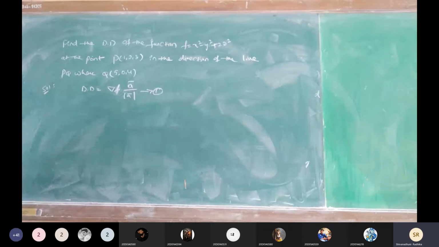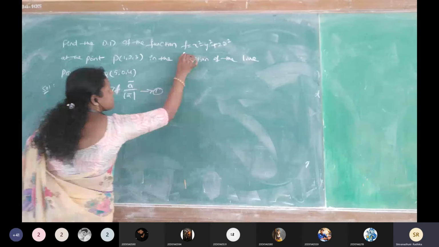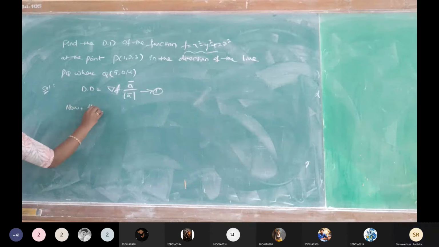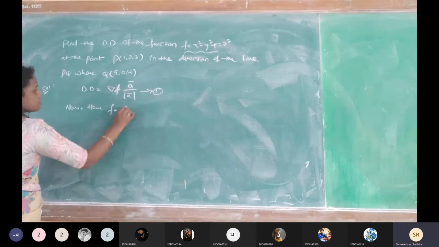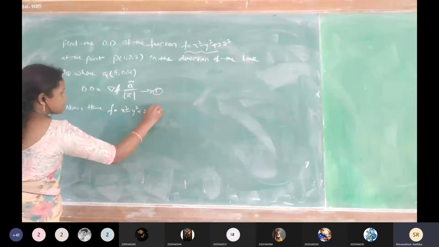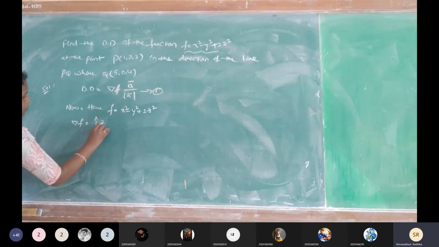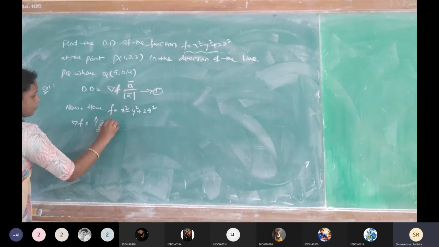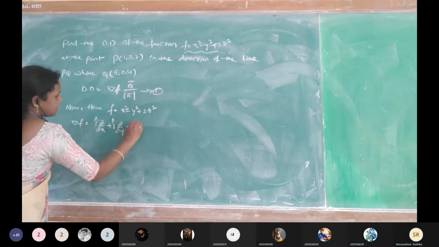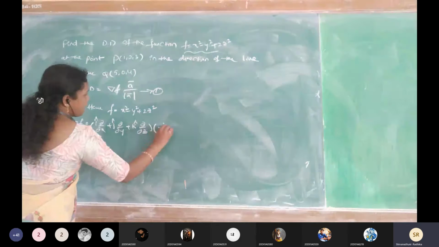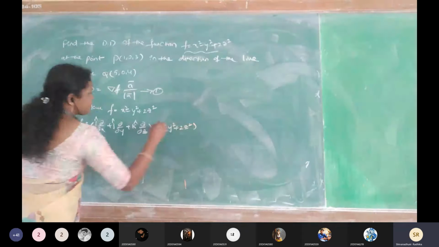Now, for this equation number 1, first of all, we are going to find del f. The given function is f equals x square minus y square plus 2z square. Applying the gradient, del f equals what here? i cap dou by dou x plus j cap dou by dou y plus k cap dou by dou z of the function x square minus y square plus 2z square.